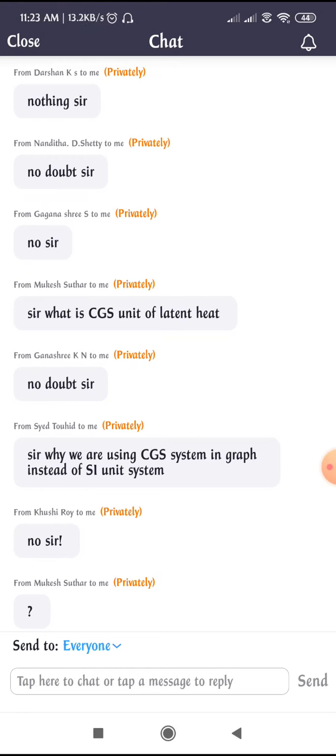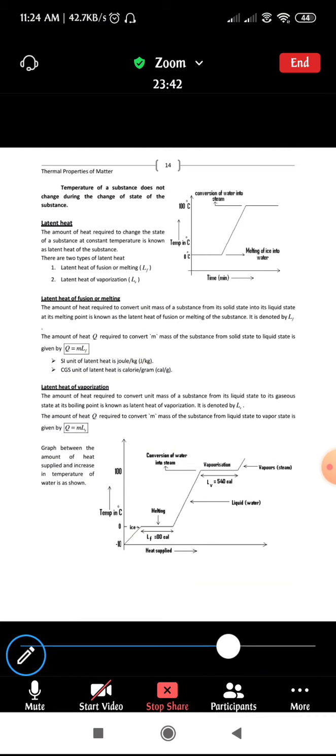Mukesh and Syed, sir, why are we using the CGS system in the graph instead of the SI system? In the NCERT textbook, they have given the graph in the CGS system, plotted in terms of CGS. That is why we have used it. Next, Mukesh asks, sir, what is the CGS unit of latent heat? In the CGS system, it is calorie per gram.